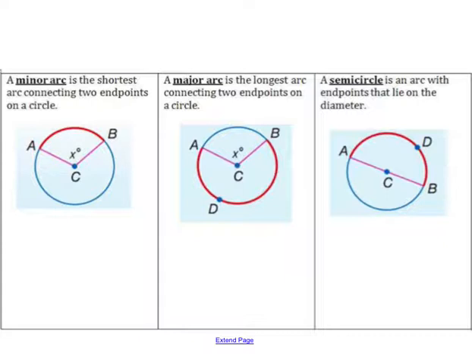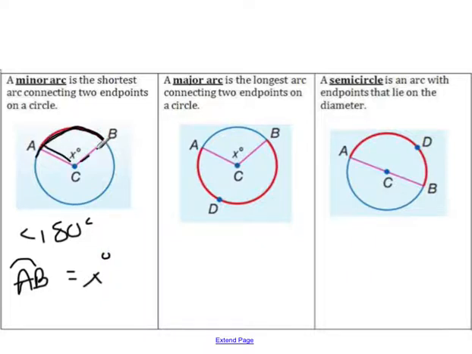A minor arc is the shortest arc connecting two points. So the shortest distance between A and B along a circle is that short arc right there. Minor arcs are always less than 180 degrees. So we can say that the measure of arc AB is equal to x degrees, because the central angle measure is equal to the arc length when we're talking about a minor arc.